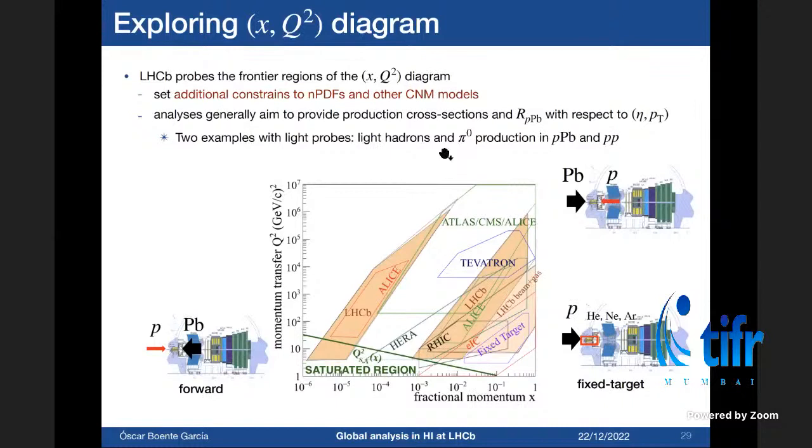Generally, in this analysis, we aim to measure cross sections and the R-P-lead with respect to eta and pT, and we have many analyses at LHCb. In this talk, I will cover those that I think are not covered by future talks, which are light hadron production and pi zero production in P-lead and PP. But we also have some analyses of light hadrons in fixed target collisions.